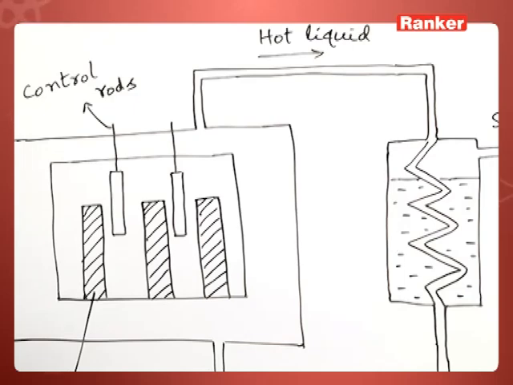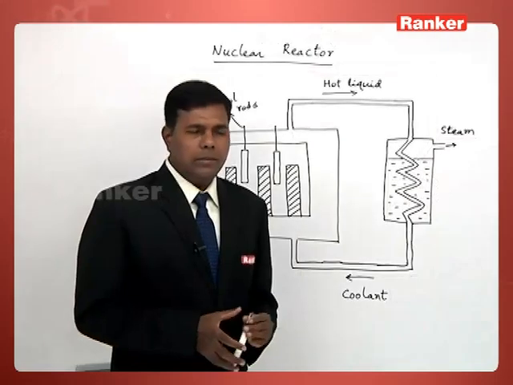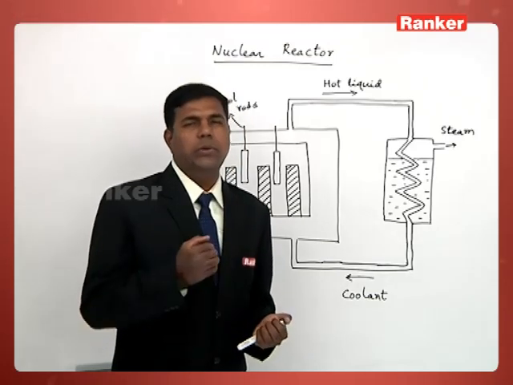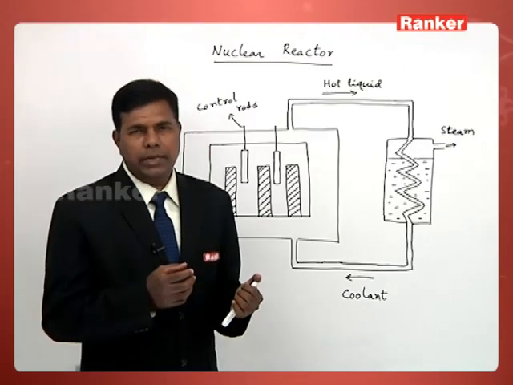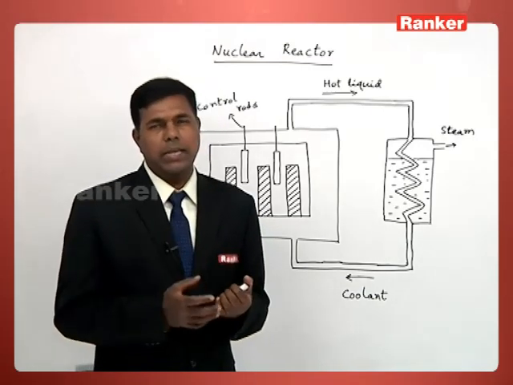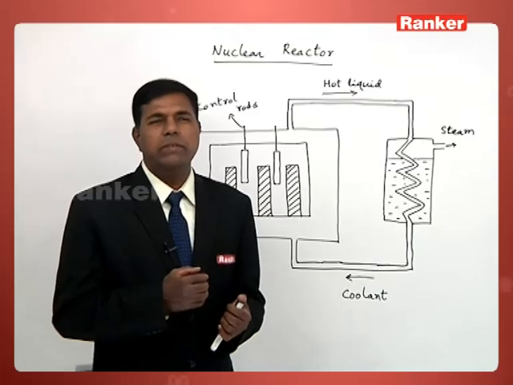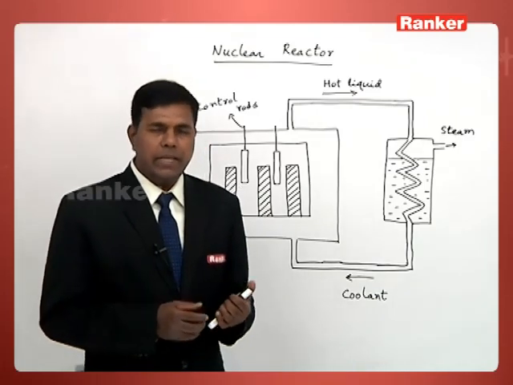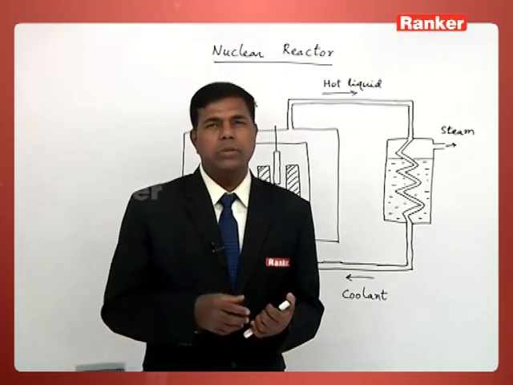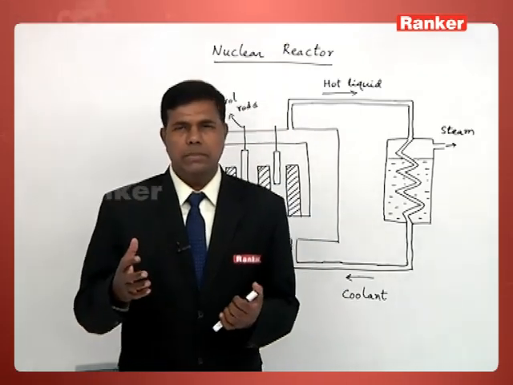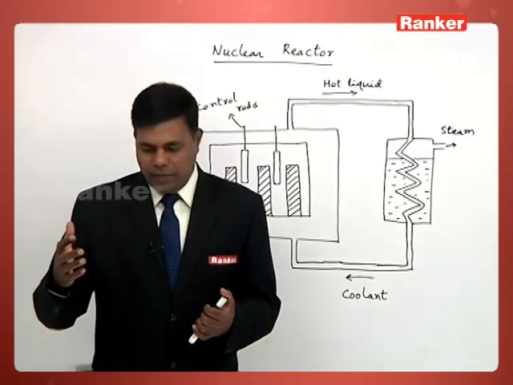Next, there is a moderator which is also used in the reactor. The purpose of the moderator is to slow down the fast moving neutrons. See, in the fission process nearly 2 to 3 neutrons are emitted. These neutrons are moving with very high velocity. If they continue like that, they may not be captured by another uranium nucleus. The fission process may not continue if that is so.